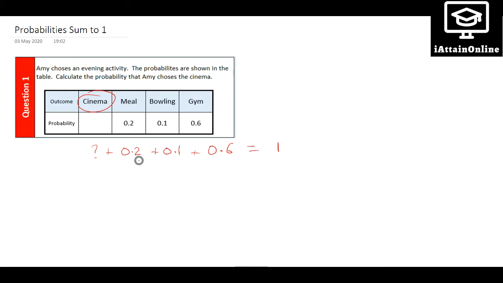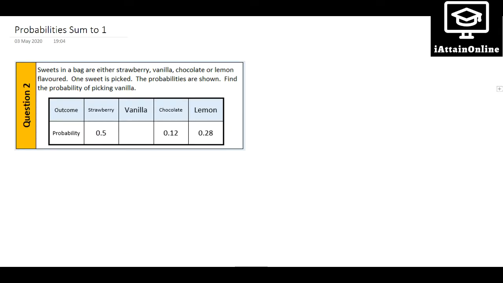So what I would do with these is to just add these bits up first. So 0.2 plus 0.1 gives me 0.3. Add another 0.6, that gives me 0.9. So something plus 0.9 gives me 1. A lot of people would make the mistake of adding them up and then they forget to take that 0.9 away from 1. Because to find out what that something is, I'm just doing 1 take away 0.9, and that tells me that the probability that she chooses the cinema is 0.1. Okay, next example.